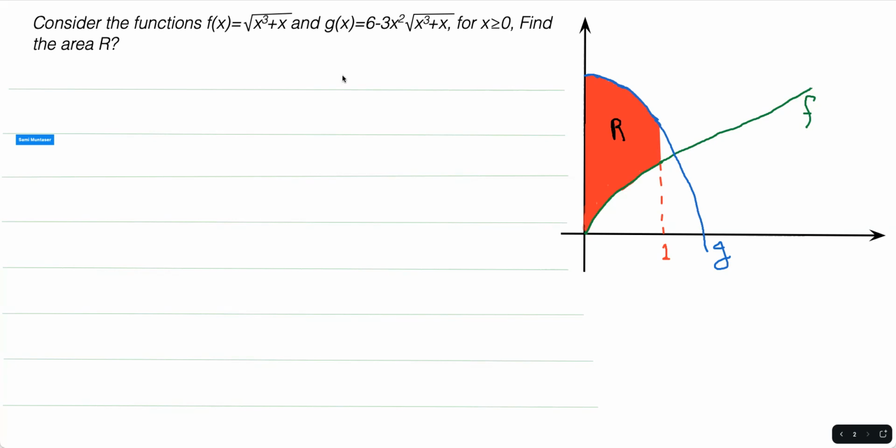So here is a question for people who like integration. Consider the functions f of x equals the square root of x cubed plus x, and g of x equals 6 minus 3x squared, the square root of x cubed plus x. For x greater than or equal to 0, find the area R. So we want to find the shaded region here, R.